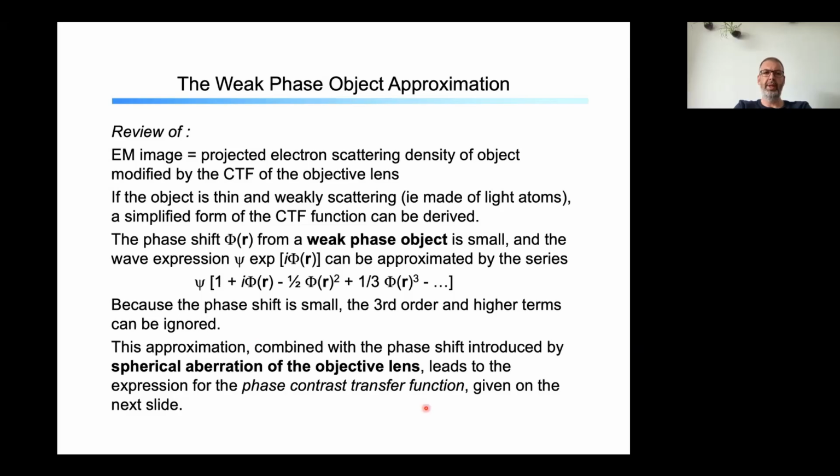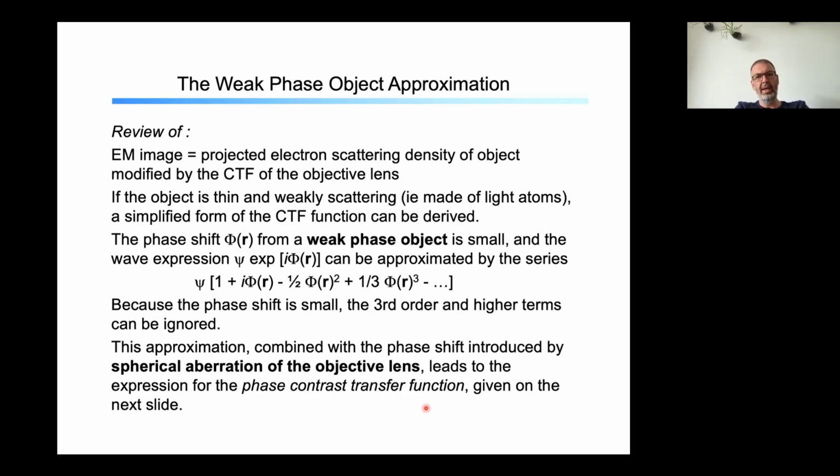So one thing that we need to talk about is the weak phase approximation. This is for biological cryo-EM, which is where we work. Essentially our EM image is a projection of the scattering density of our object modified by the contrast transfer function of the objective lens. So we make some assumptions that the object we're looking at is made of light atoms, which in general they are. So they're weakly scattering.